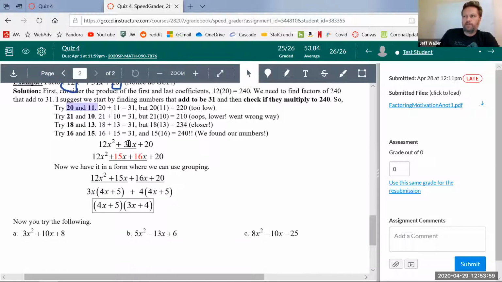All right. So then what we do is, see how we found 15 and 16? They multiply to be the same thing as 12 times 20, and they add to be the middle term. So I can break the middle term up. 31x is 15x plus 16x.